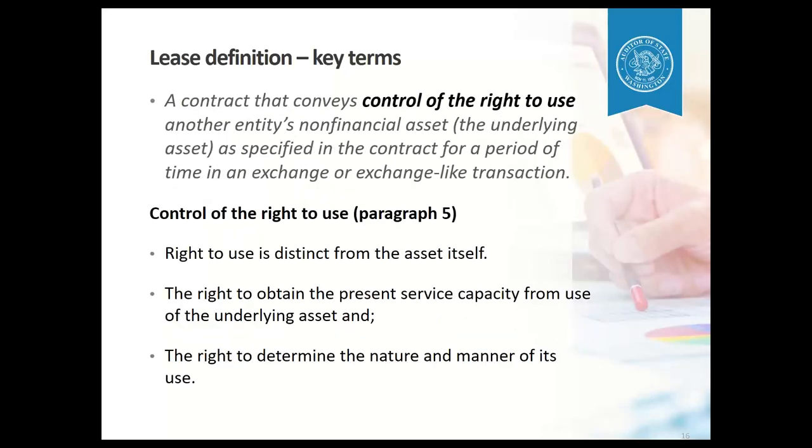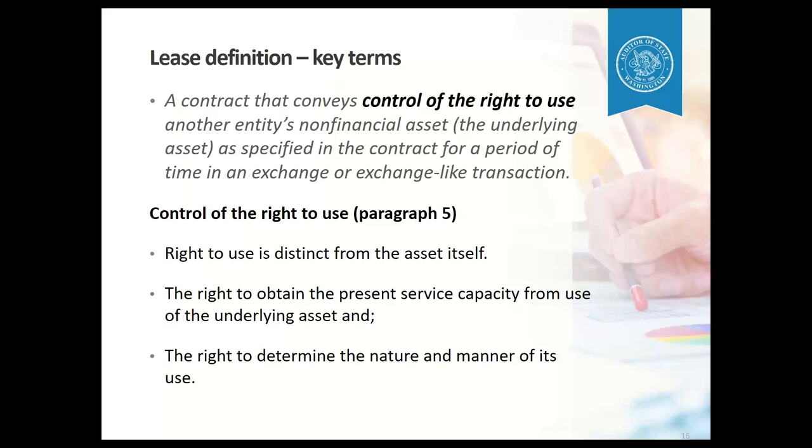So next slide, let's keep going here. Now, a contract that conveys control of the right to use another entity's non-financial asset. Now, control of the right to use is distinct from the asset itself. And there are two components. The right to obtain the present service capacity from use of the underlying asset, and also the right to determine the nature and manner of its use. You need to have both elements of control to have control of the right to use. And it is possible to have one without the other.